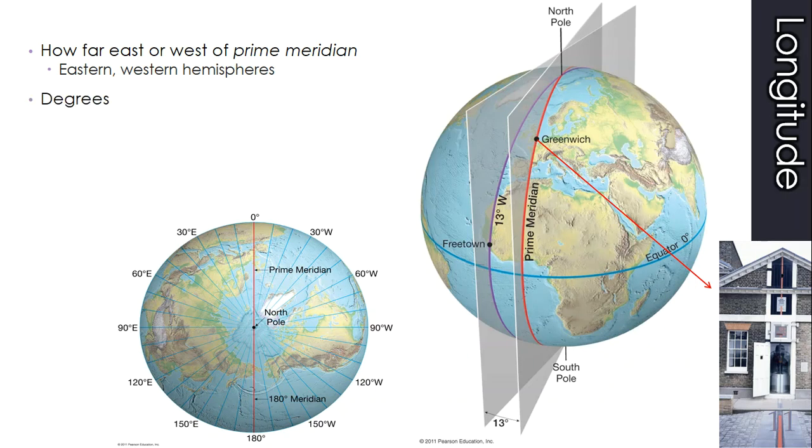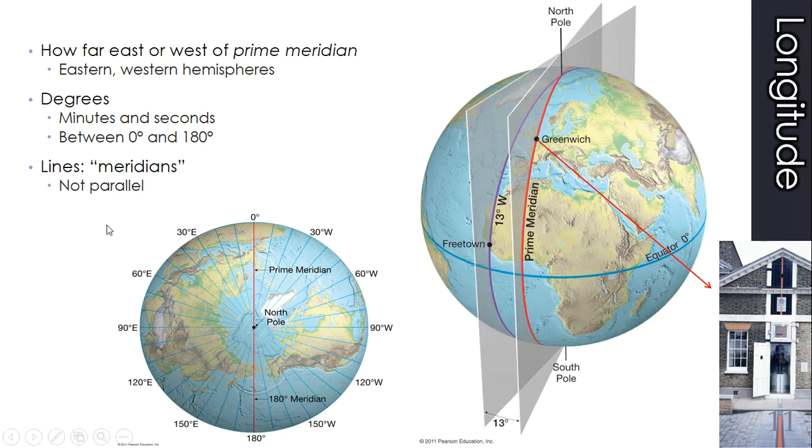And just like latitude, it's divided into degrees, minutes, and seconds between 0 and 180 degrees. Those lines are called meridians, not parallels. They're called meridians because they are not parallel. They actually converge at the poles and get closer together. So they are not parallel. So that distance between degrees actually changes depending on how far you are from the equator.